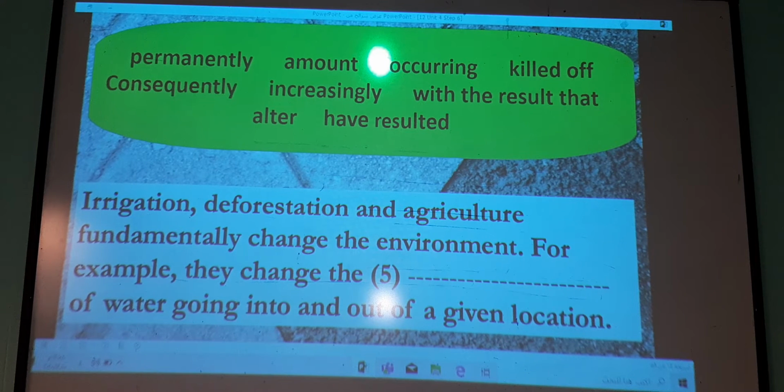Irrigation, deforestation, and agriculture fundamentally change the environment. For example, they change the amount of water going into and out of a given location. What of water? I think the amount of water. They change the amount of water.